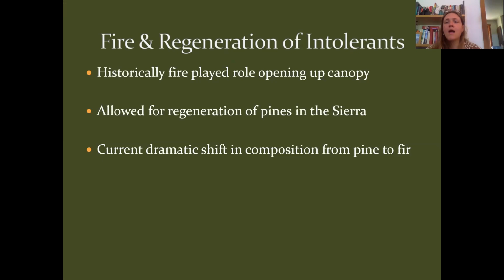But there would be little patches where the fire that was burning through the understory would burn up into the canopy and kill certain overstory trees and open up these gaps in the canopy. And this process then allowed sunlight to get in onto the ground to these little patches and allowed for the regeneration of these intolerant trees like ponderosa pine and like sugar pine.